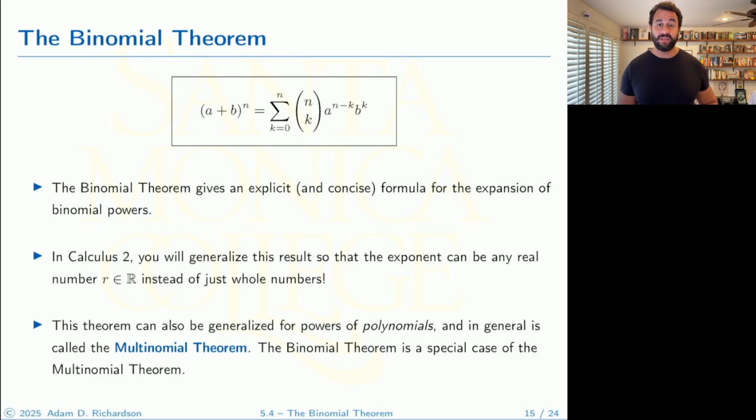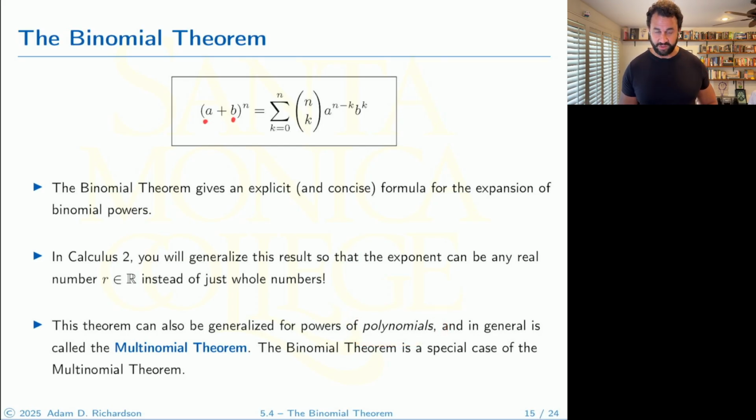It doesn't just have to be a whole number, right? Which is pretty wild. This is one of the reasons why, when we're stuck with whole numbers, we can build some good intuition, but it turns out that we can generalize that to be just real numbers. But the mathematics to do so is pretty subtle, and you're going to need some calculus to do that. Moreover, it turns out that this theorem can be generalized for powers of polynomials.